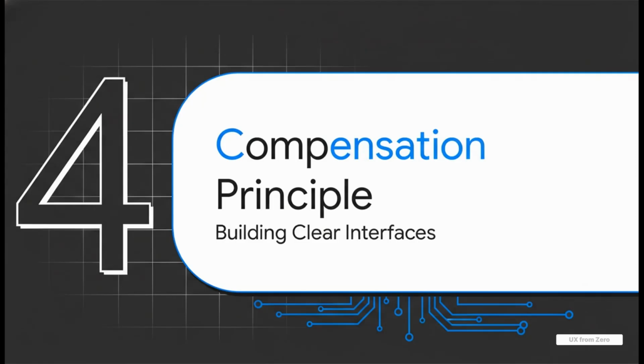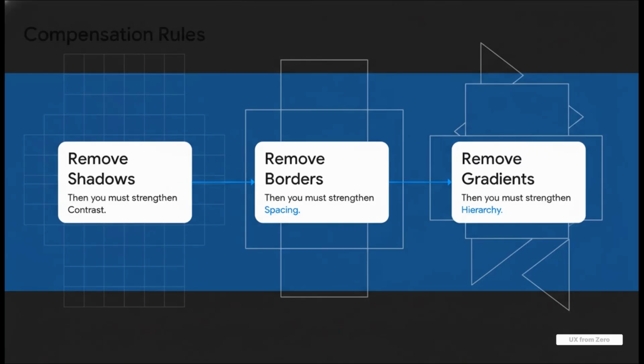So what's the answer? Well, it's not to ditch minimalism altogether. The real issue isn't minimalism, it's uncompensated minimalism. You can take things away for sure, but you have to replace what you removed with something else. This is what I call the compensation principle, and it's probably the most important idea in this entire explainer. It's pretty straightforward, really. If you're going to get rid of shadows, you better crank up the contrast. If you're taking away borders, you have to use spacing and white space like a master. And if you're killing gradients, then your typography and font sizes have to do all the heavy lifting to show what's important. You have to trade one cue for another.